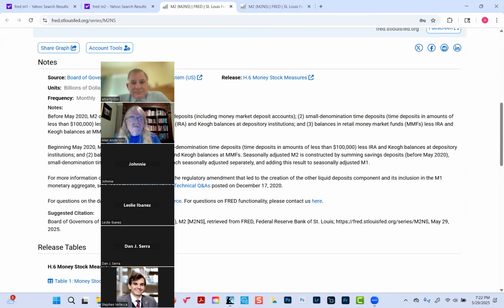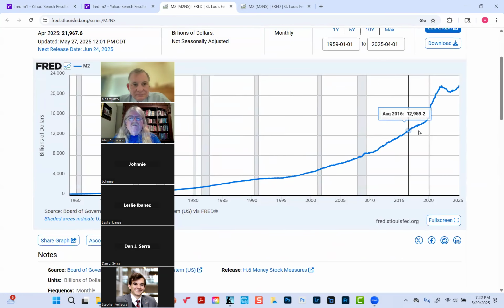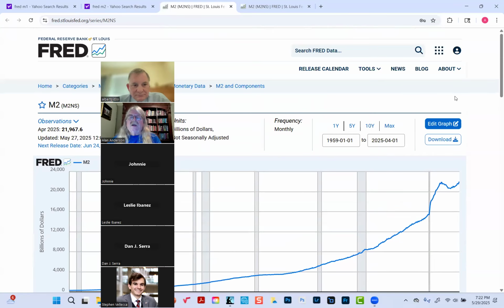Retail money market funds. So it's slightly larger, but it's less liquid. So mostly when you see the money supply discussed in the media or in a textbook, let's say, they're probably talking about M1. That's the most commonly used measure.